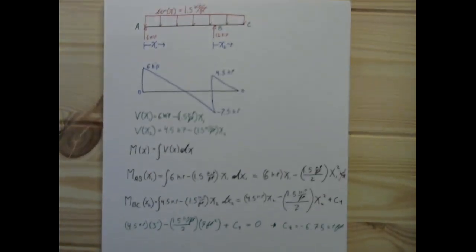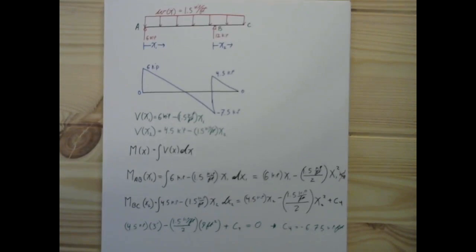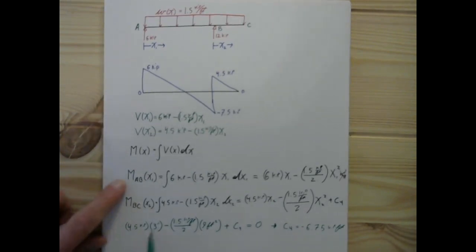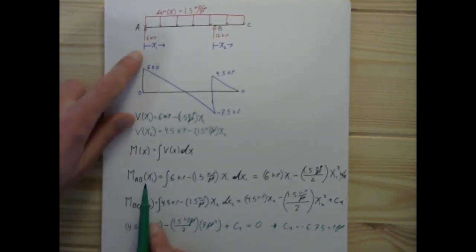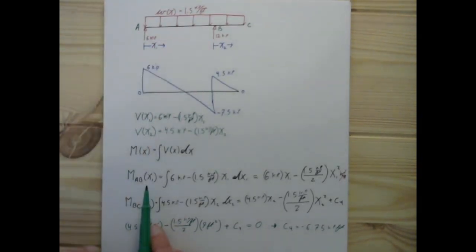Alternatively, we can point out that the moment at B is the moment at B. There's no point moment applied at B that will give us a discontinuity in that moment. So we could also say that the moment at x1 equals 9 feet in this equation up here has to be equal to this equation at 0. And that might be even easier, although this is pretty easy as well. Either way, we will end up with the same constant of integration.